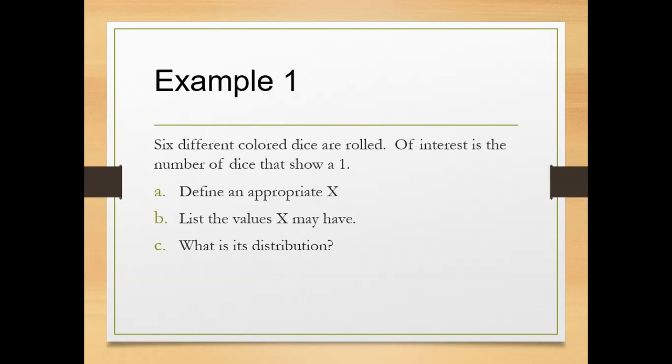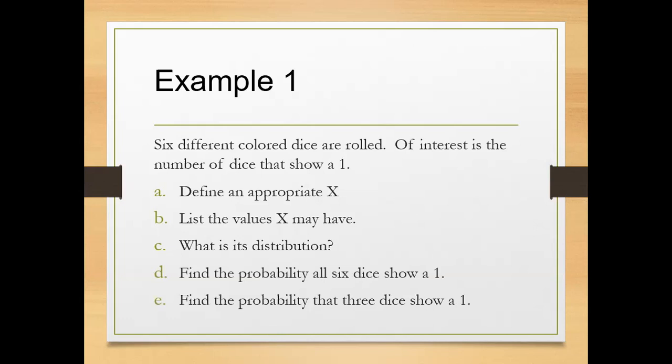And what's the expected value for this? Well, it's the number of trials times the proportion of success. 6 times a 6th is 1. That kind of makes sense. I expect, on average, that about 1 of these is going to be showing a 1. So that sort of makes sense to us, hopefully.